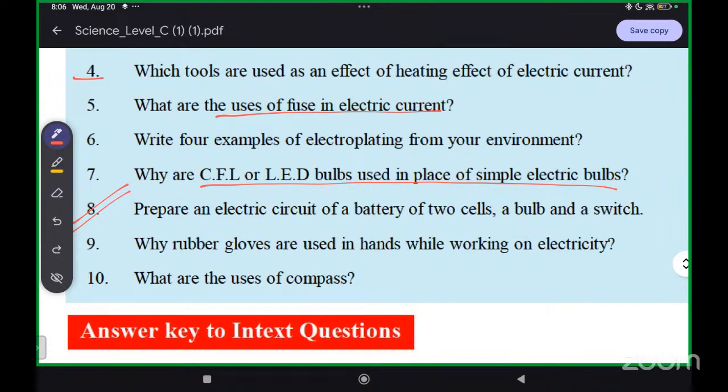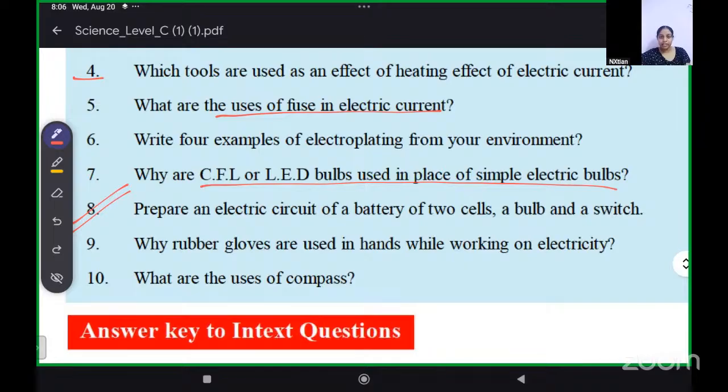Done drawing. Okay, one second. Bring it a little closer, Abraham. Okay, I can see the battery. I can see the switch. Show the switch. Okay, the bulb is there.